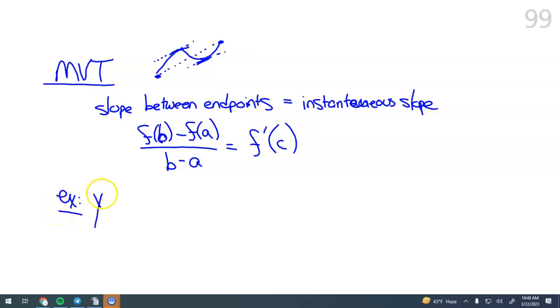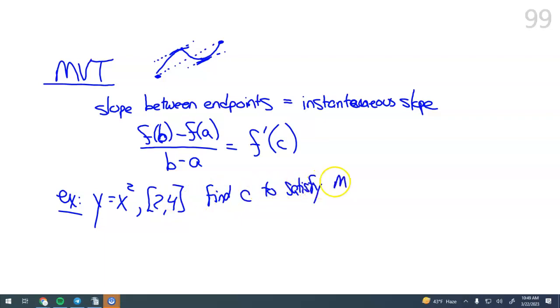So let's say, we'll keep it simple, y equals x squared from, let's do 2 to 4 again, just the same thing. Find C to satisfy the mean value theorem. That may or may not be enough for you to get started. I want you to try that, but if you're stuck, tell me and I'll work through it.